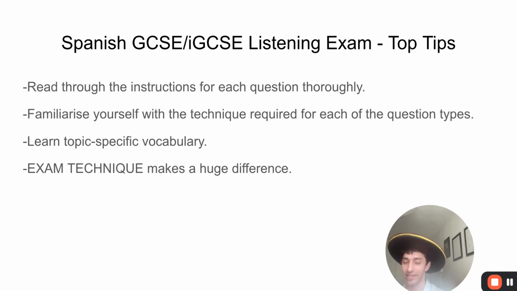Exam technique, that's in capitals because it's so important, really can make a huge difference. That's not unique to the listening exam. That applies for all of these papers. But the Spanish GCSE and iGCSE exams are not just about knowing Spanish well. Definitely the language side is, of course, one part of it, as it should be. But exam technique hugely contributes to a student's final grade as well. So make sure you familiarize yourself with the required exam technique for all of the papers and all of those question types.